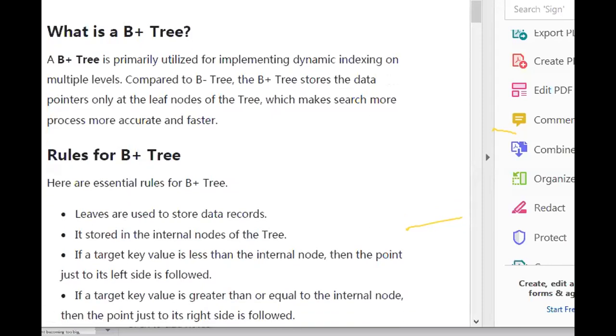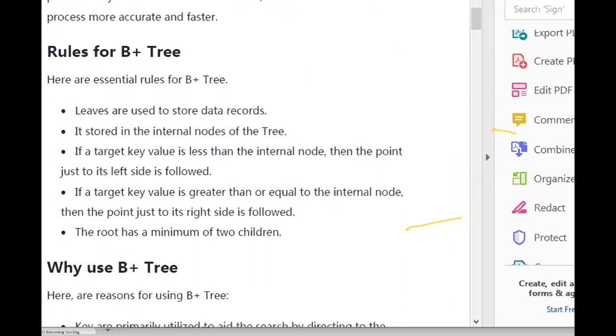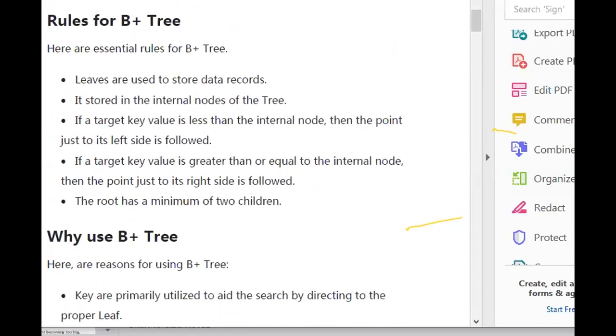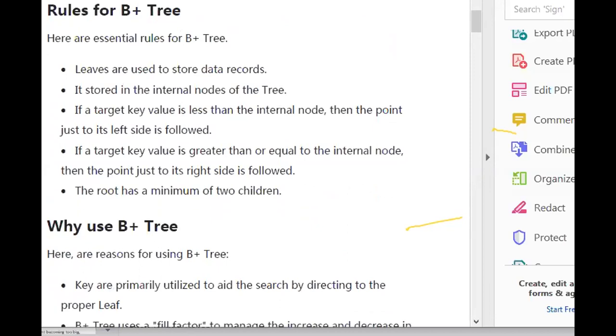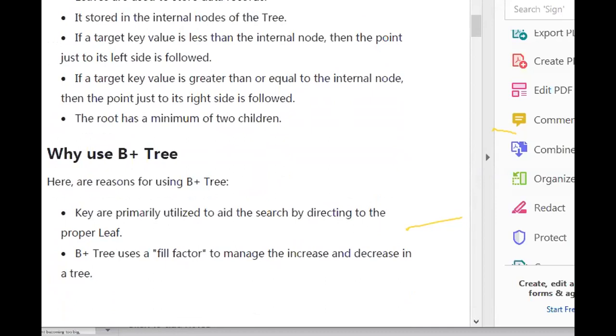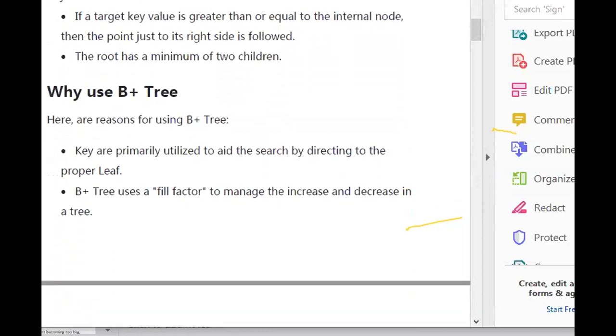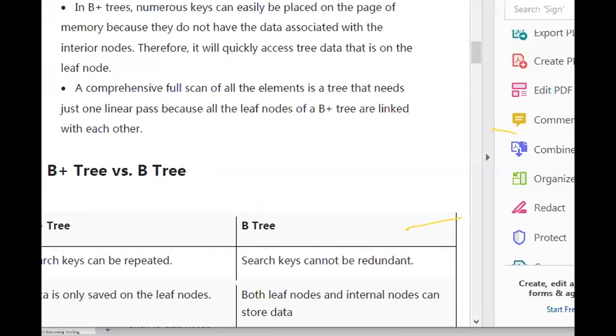Okay, so there are some rules for B plus tree. Like B tree construction, leaves are used to store data records. It is stored in the internal nodes of the tree. If a target key value is less than the internal node, then the pointer just to its left side is followed. If the target value is greater than or equal to the internal node, then the pointer just to its right side is followed, and the root has a minimum of 2 children. So these are some points that need to be followed when we are creating a B plus tree.